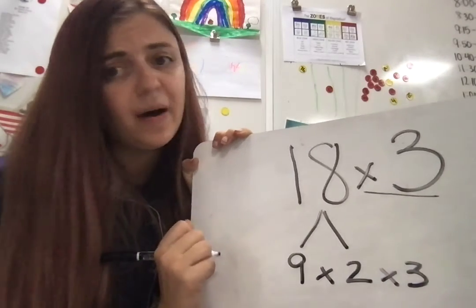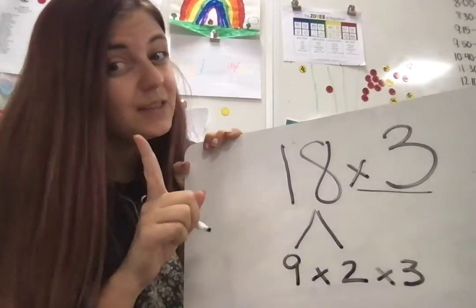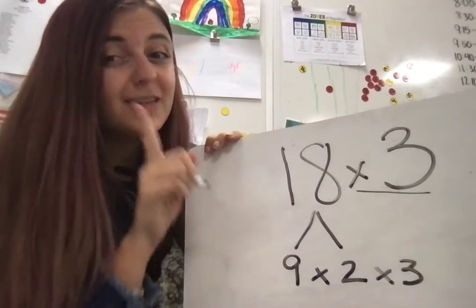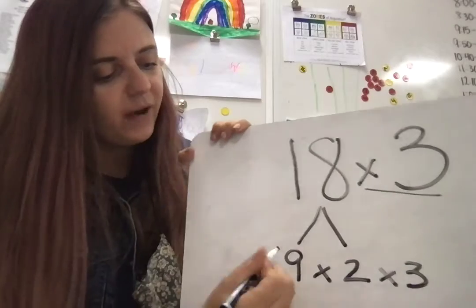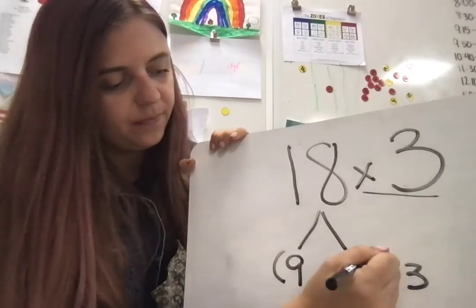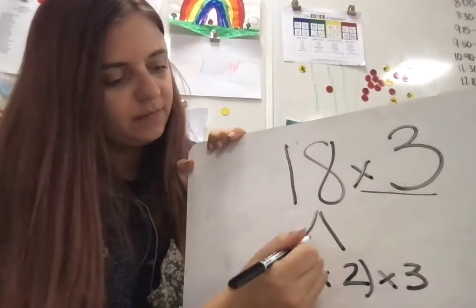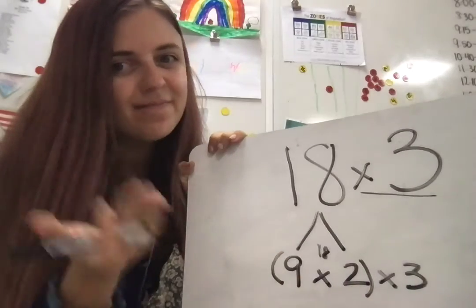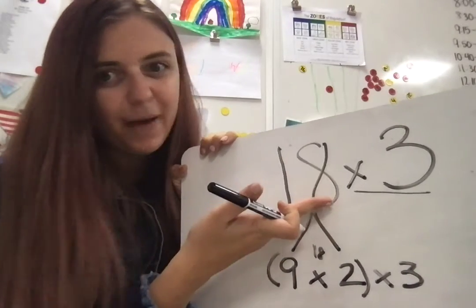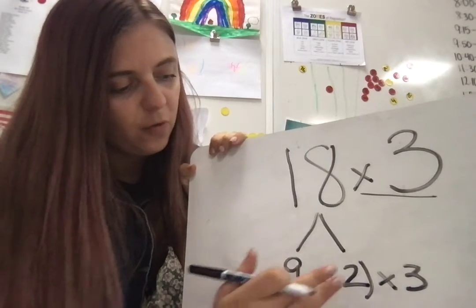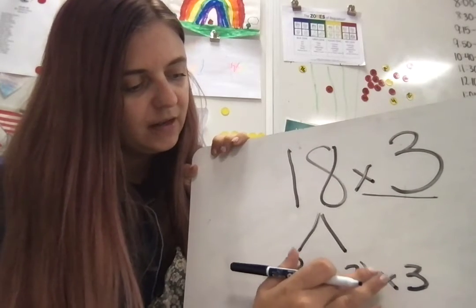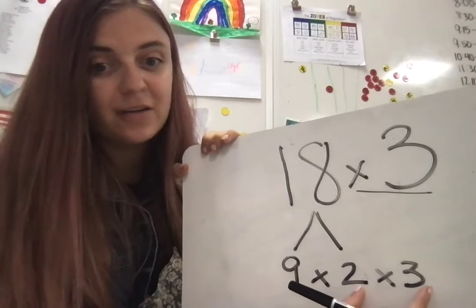Now we've talked a lot about the parentheses. And what does the parentheses mean? Me first, right? We do what is inside the parentheses first. So if I were to put the parentheses here, 9 times 2 is 18. That doesn't really help me. It just gets me right back to my original equation. So instead, I can move my parentheses to the other part of my equation.